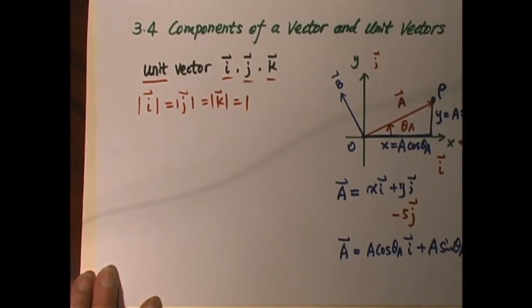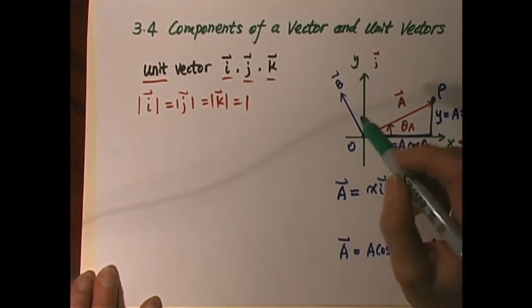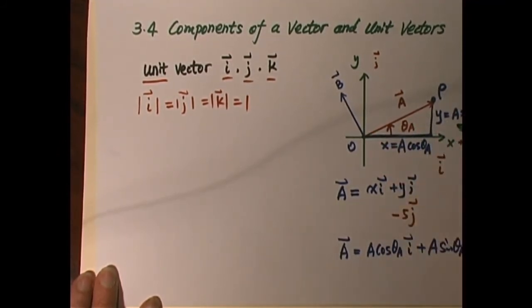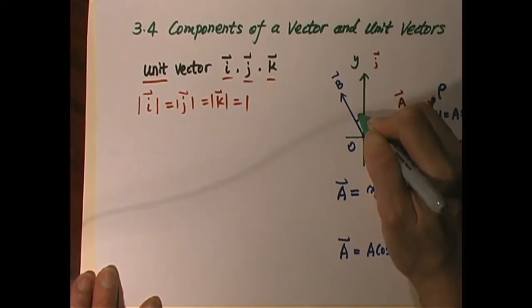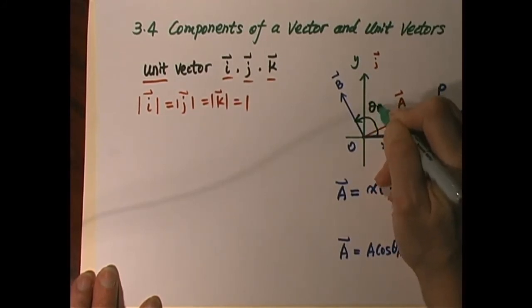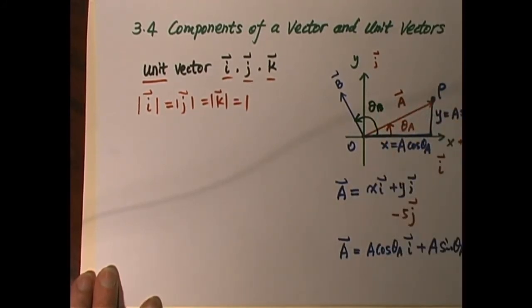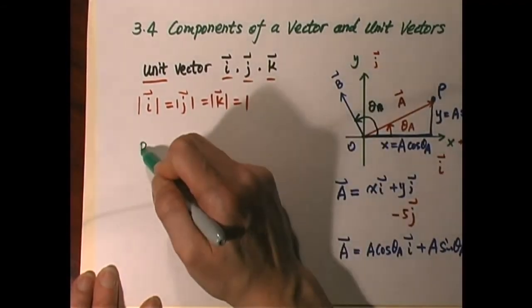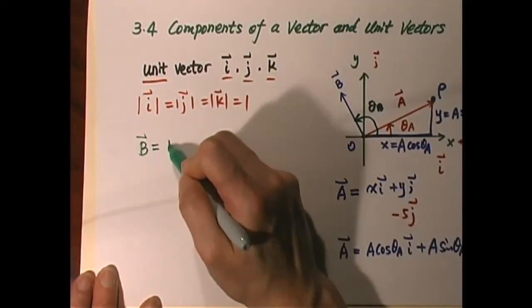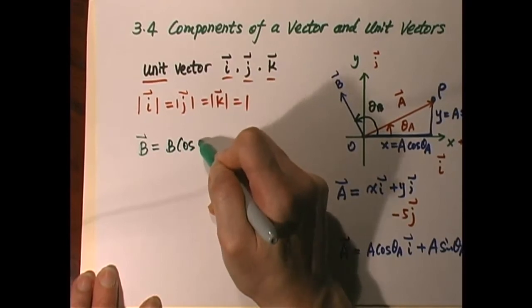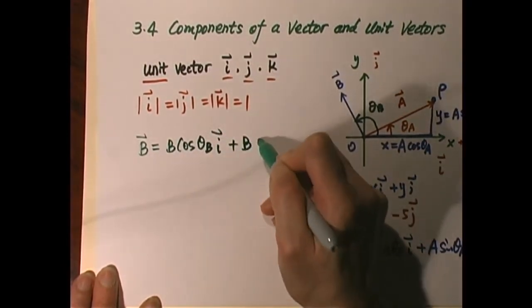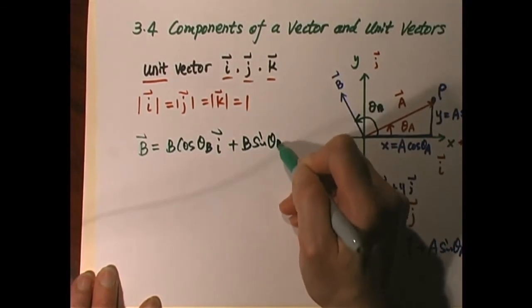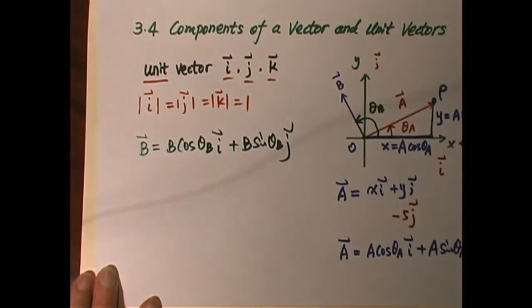Now, look at our vector b. Remember, we have to follow the definition of the angle. All angles have to start from the positive x-axis and turn counterclockwise. So therefore, this angle is theta of b. Right now, theta of b is more than 90 degrees. So if we want to express b, we say b's magnitude times cosine theta b of i, plus b's magnitude times sine theta b of j.